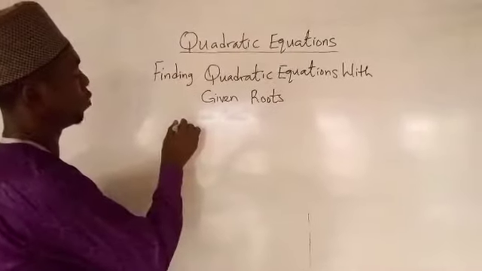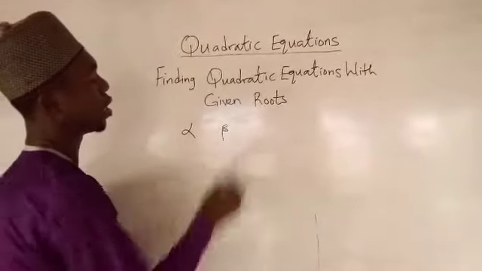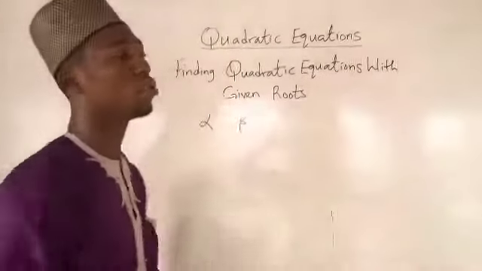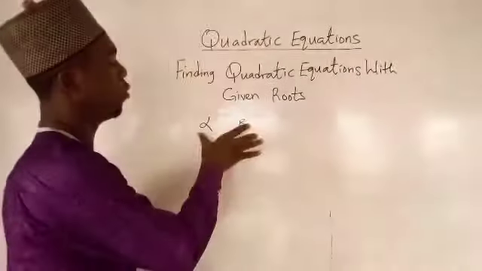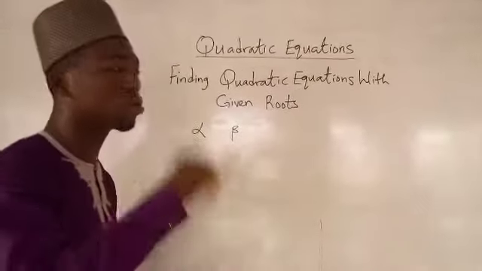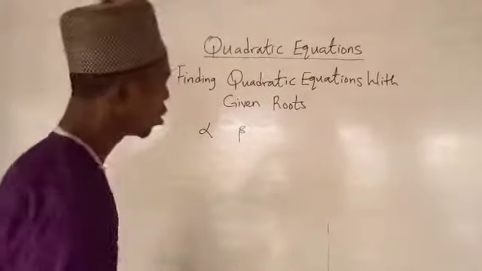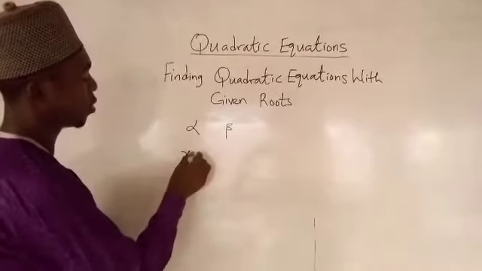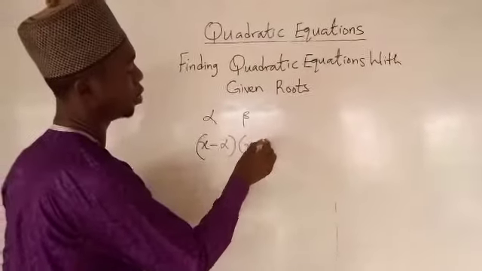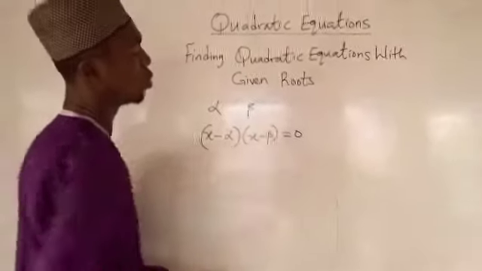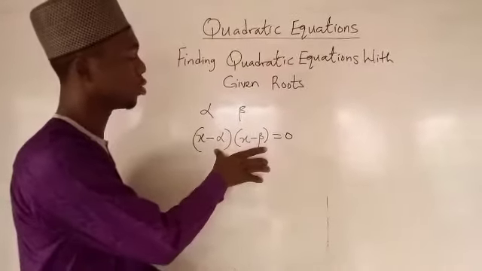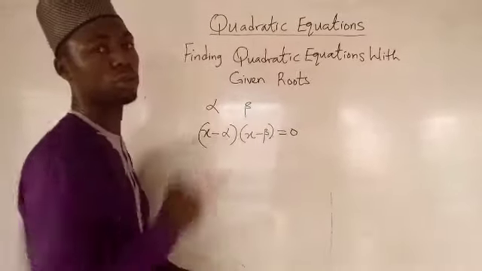We usually have the roots given, maybe alpha and beta, like say we get something like x equals this or x equals this. So you usually get two values. So when you have two given roots of a quadratic equation and you are asked to construct that equation from the roots, you simply say (x minus alpha)(x minus beta) equals 0. This is how to construct a quadratic equation from two given roots.